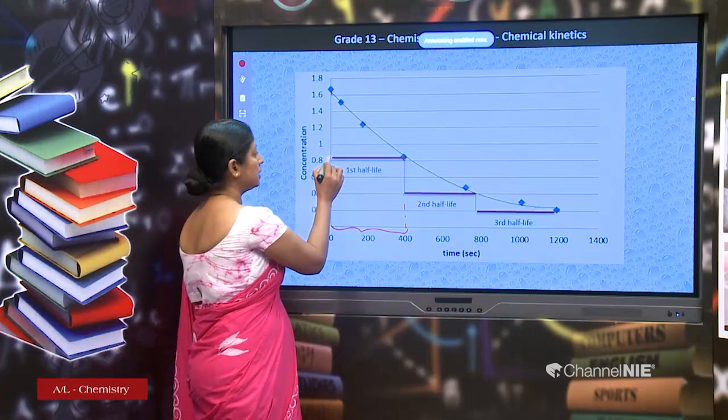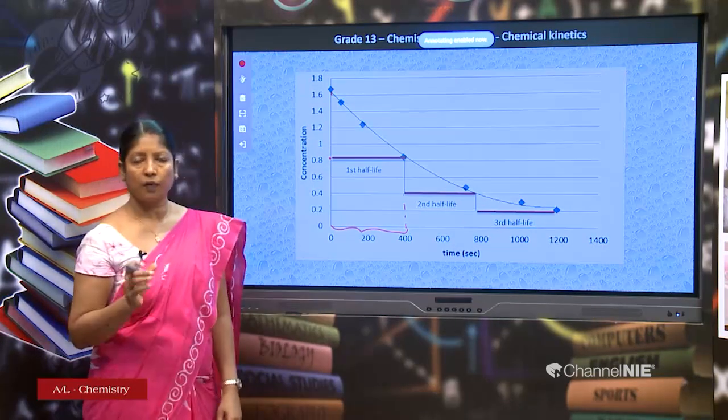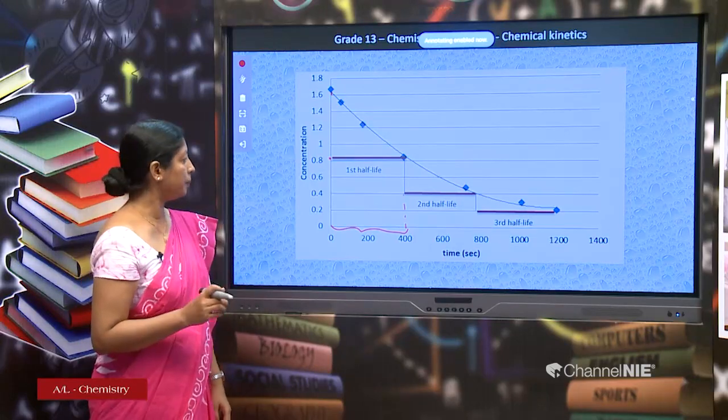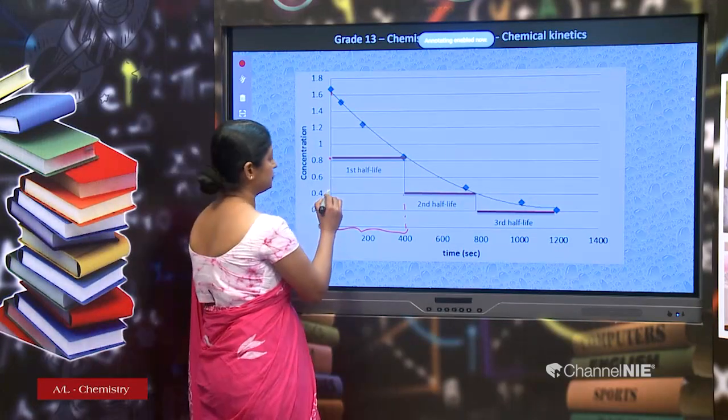Let us say the initial concentration is given as 0.8. Half of that means 0.4, this value.